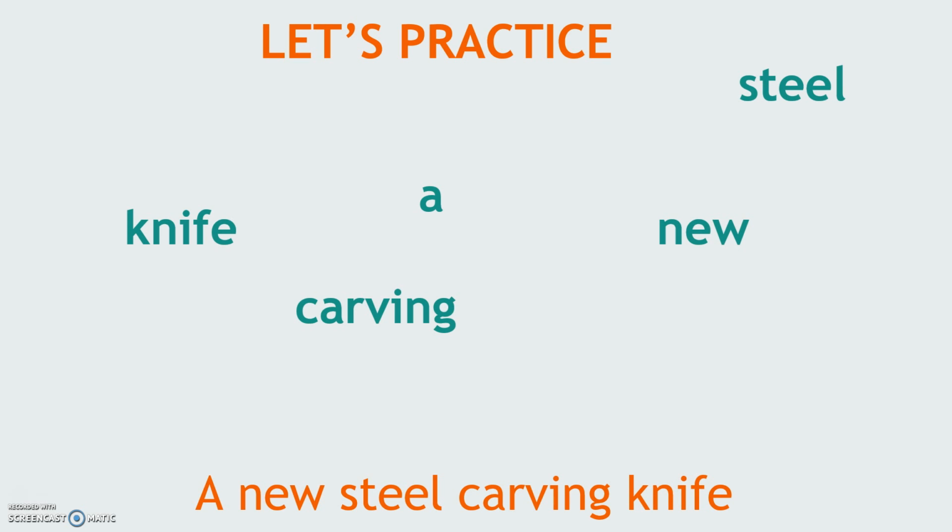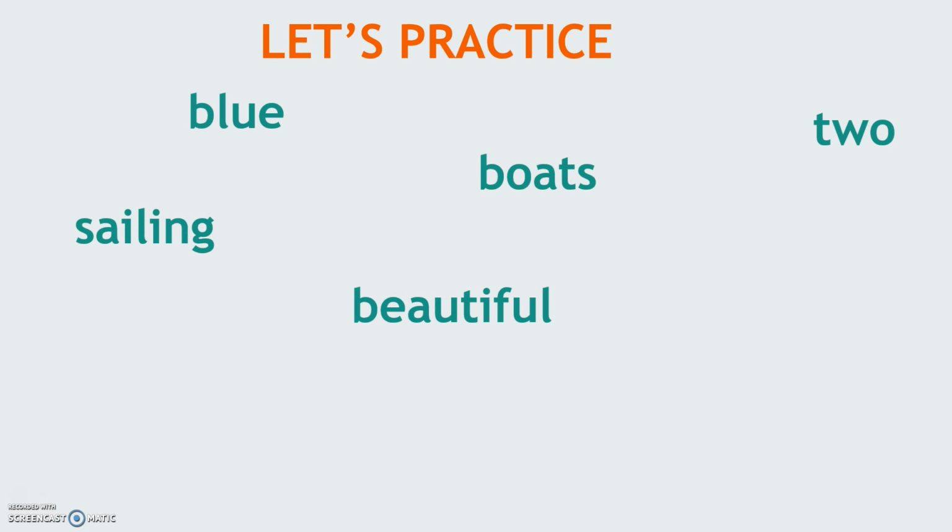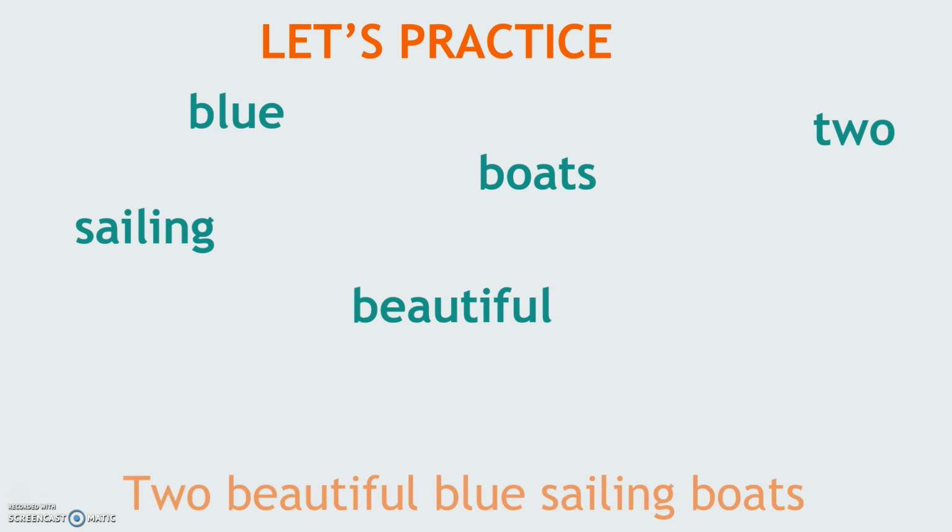And the final one. Okay, so we have two beautiful blue sailing boats. So we have two, the number always first, and then beautiful is your opinion, blue color, and then sailing is the purpose adjective.